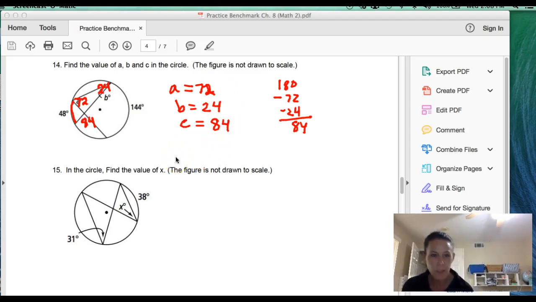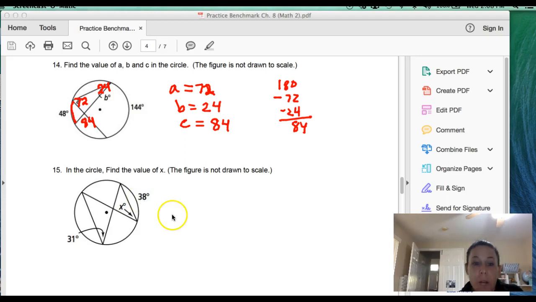All right, let's go ahead and look at number 15. In the circle, find the value of x. Once again, it's kind of like a puzzle, using the properties you know. Do you know the properties that will help you solve this puzzle? So let's look. This is 31, that's x. This is 38. Is that helpful to me? Well, we know inscribed angles that intercept the same arc are congruent. So here is an inscribed angle. It intercepts this arc. So if this is 31, this arc is going to be 62.